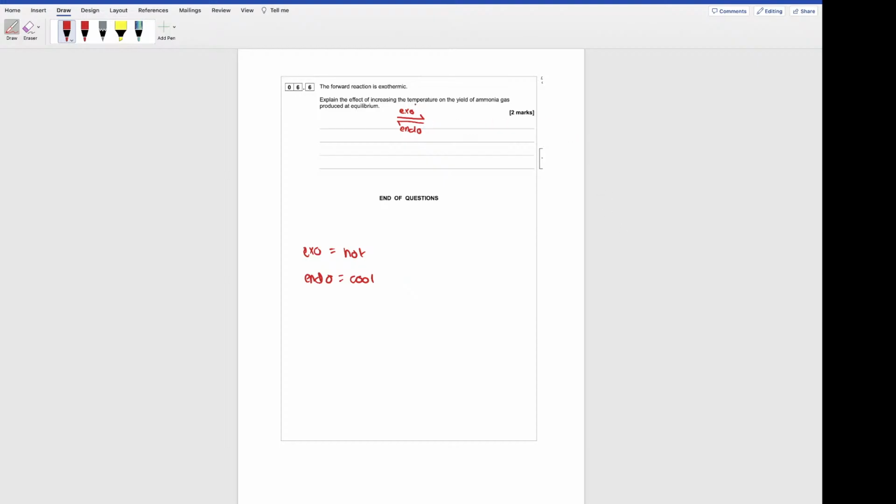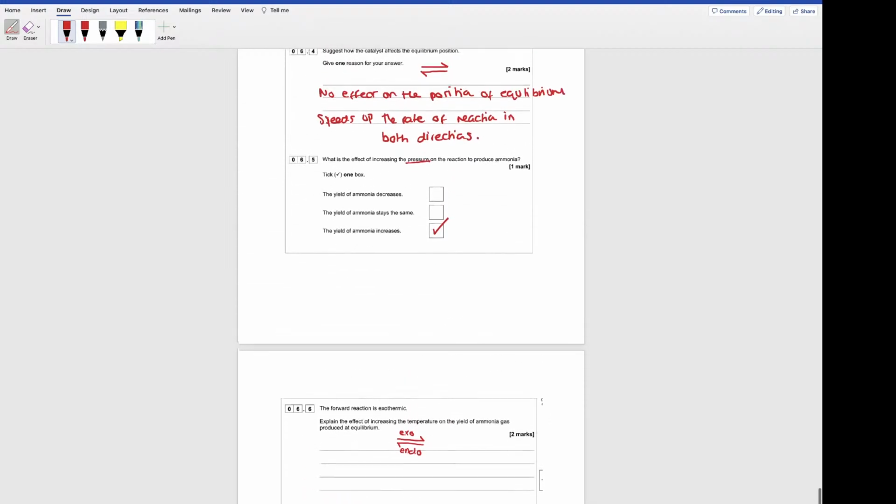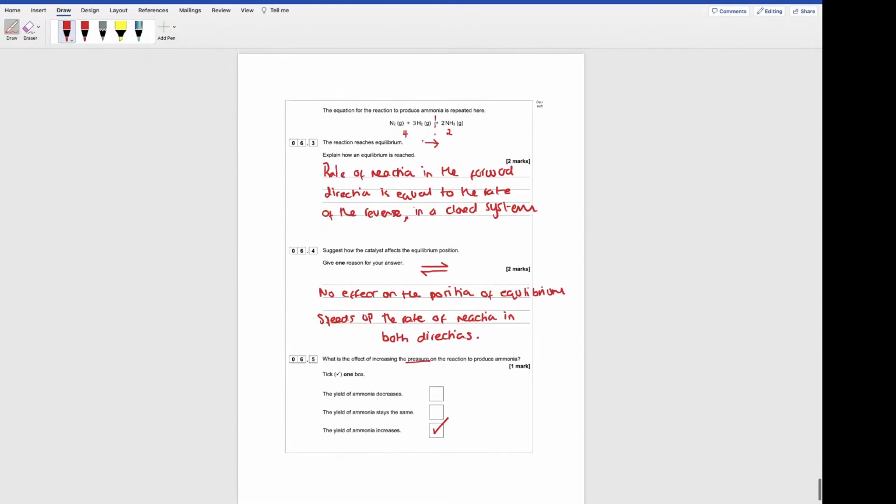So if we start to increase the temperature, it's going to get hotter and the reaction will want to counteract that change by trying to cool down. So it will shift to the endothermic side, to the left. So let's go back up to our equation. Let's have a look. Well, if we shift to the left, to the endothermic side, we're going to move away from ammonia and we're going to produce less of it. The yield will decrease. We're going the wrong way.